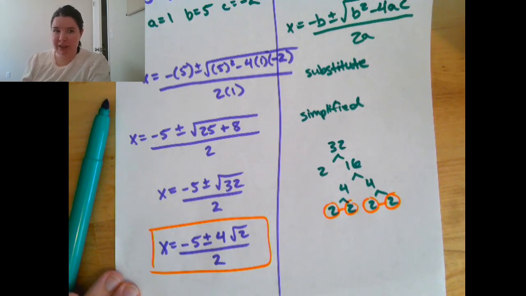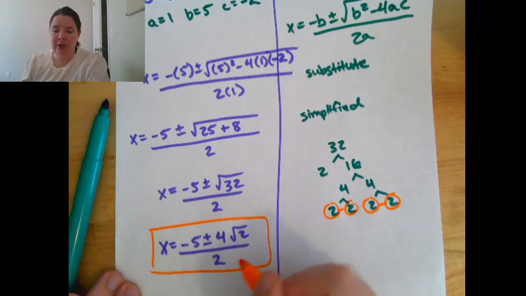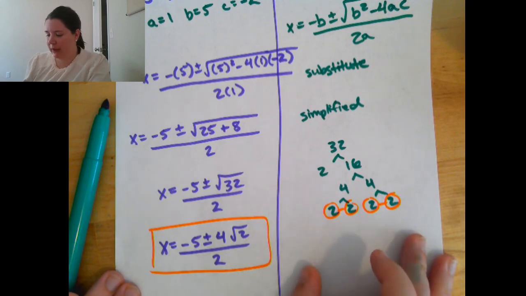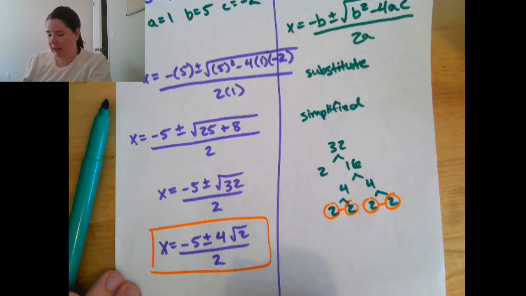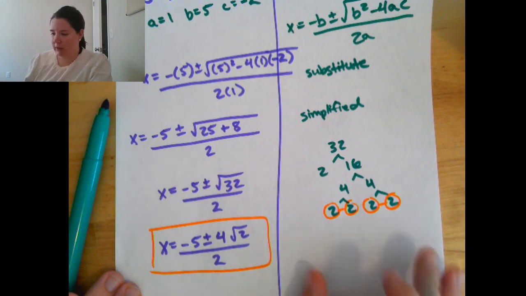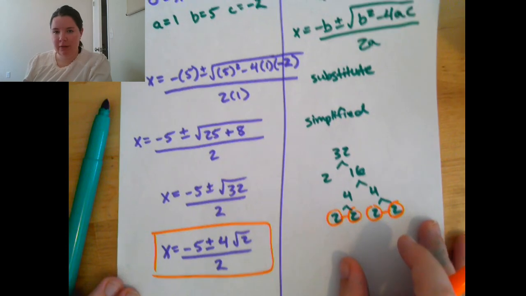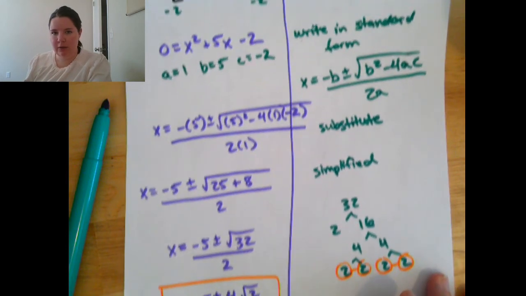This is where using the quadratic formula is really useful, because there's no way we would be able to factor this out. And even completing the square would be fairly difficult. There we are.